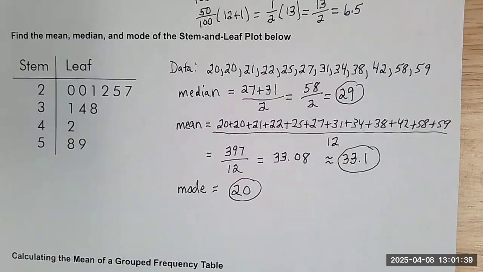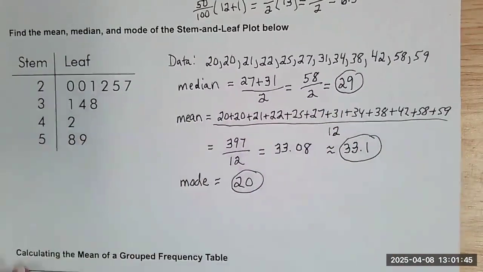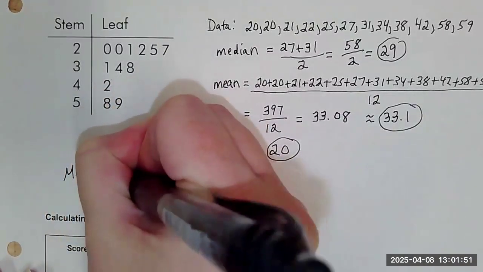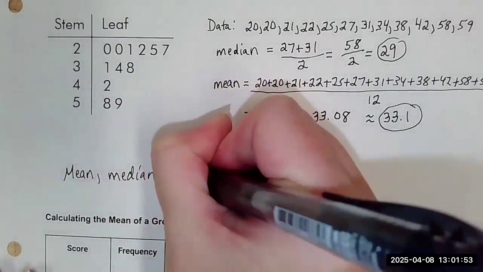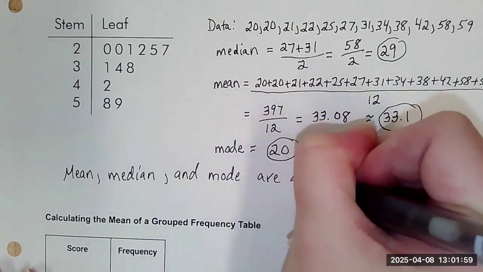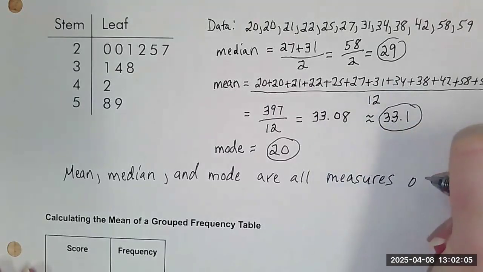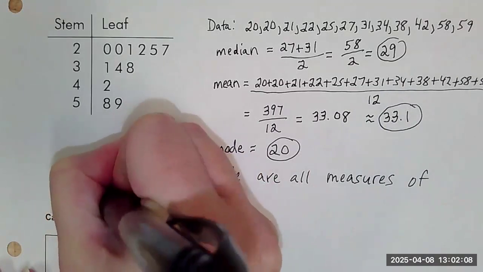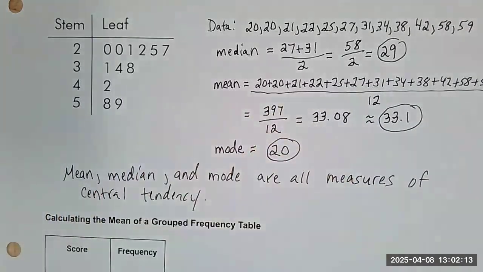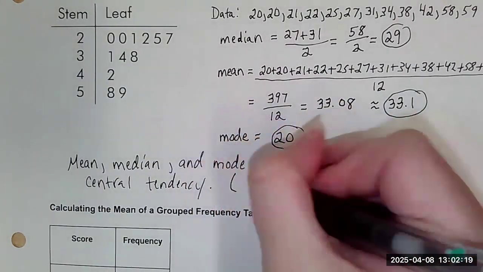But the fancy thing that we say is that all 3 of these are measures of central tendency. So I'll write that out. Mean, median, and mode are all measures of central tendency. We could really call any of them an average. I'm going to put that in parentheses.